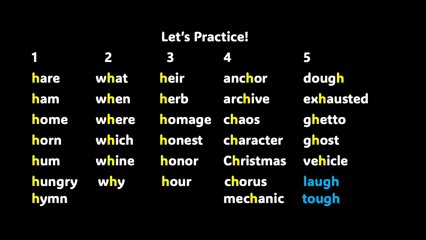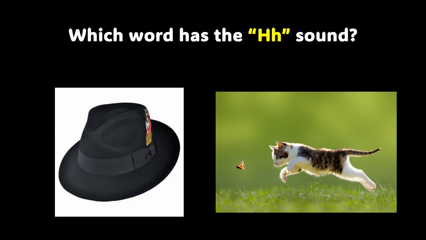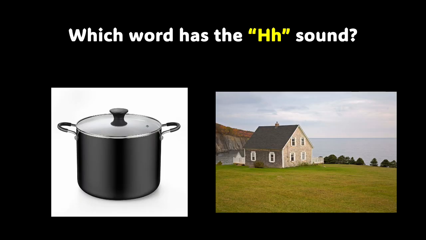Let's keep going. Now, look at the pictures and tell me which word has the H sound. Can you guess? Do you know which word has the H sound? If you said hat, you were right. Cat does not have the H sound. It has the hard C sound. Now, what about these two words? Which word has the H sound? Guess what? If you said house, you're right. House has the H sound. You got it right.